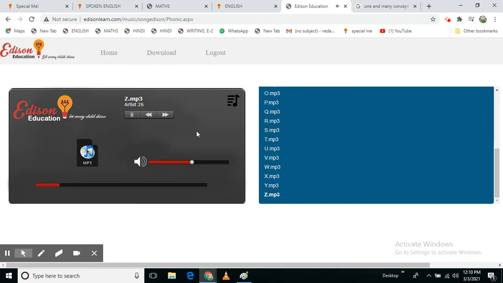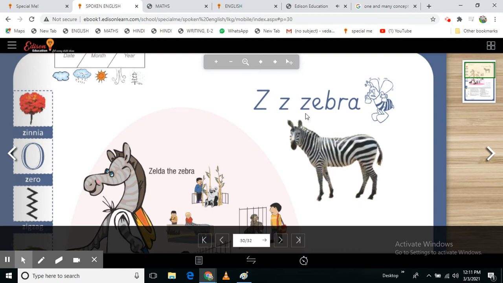Zed. Zigzag zebra in the zoo. Z, z. Zigzag zebra in the zoo. Z is the sound of Zed. Okay, so Z is the sound of Z.